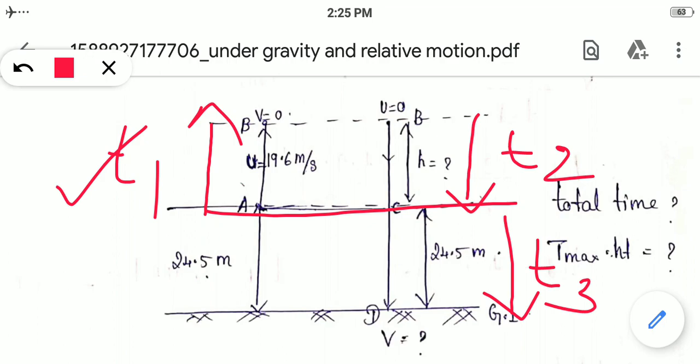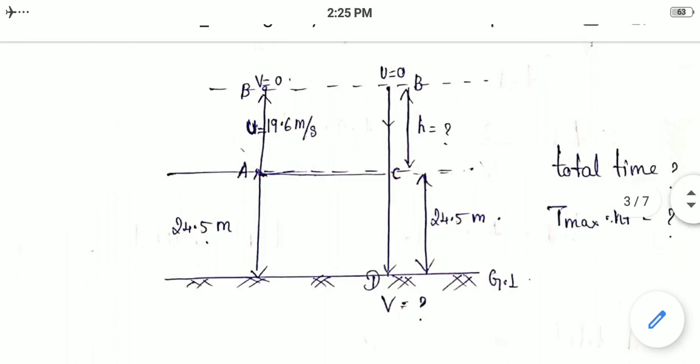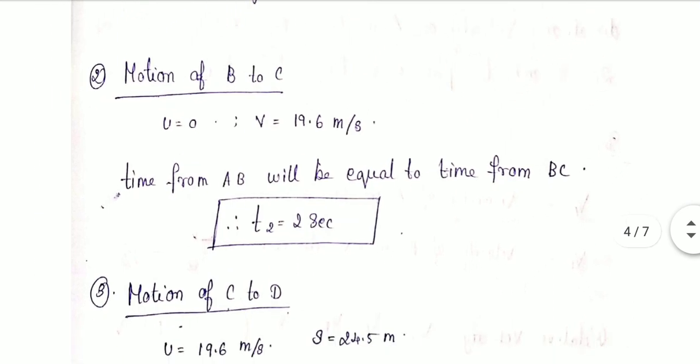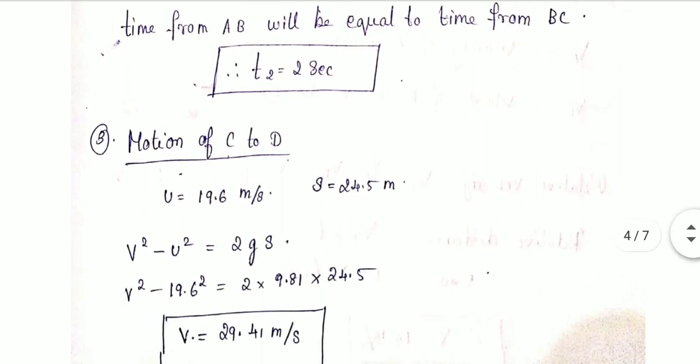Now T1 and T2 will be equal since both are at the same ground level. This is the concept. So when you do the second motion from B to C, we can directly take T2 as equal to 2 seconds, because the motion of A to B will be equal to B to C. Now, we have to calculate the motion of C to D first.